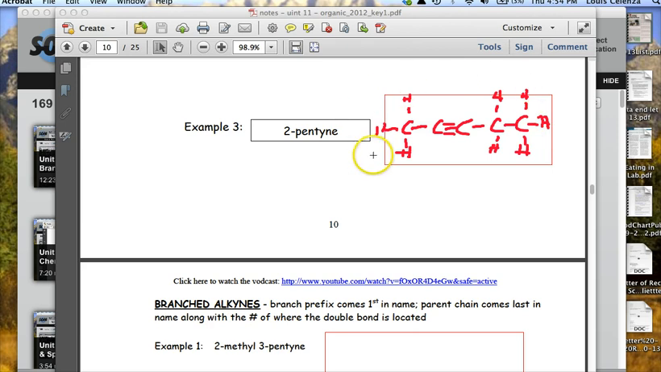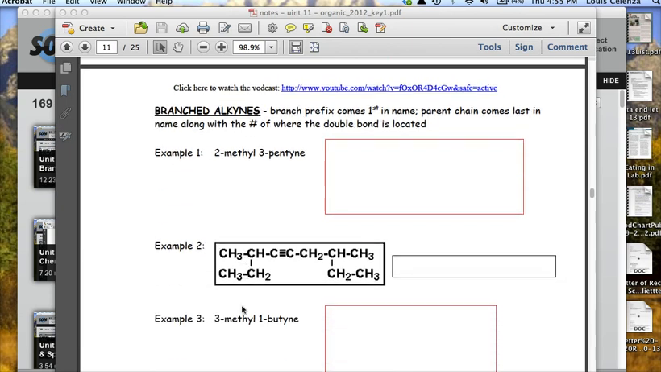Well, what about branched alkynes? Again, I'm not going to spend a lot of time on this, but it's basically the same as what you would do with the branched alkenes. You want to find the parent if they're given a structure. Make sure the parent includes the triple bond and do the branches thing. So let's do this one first. Let's ignore the 2-methyl. Let's do this part.